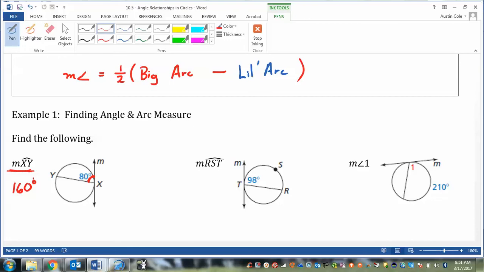Okay, second situation. They intersect on, inside, or outside? I think it'd be on, right? Now, it's asking for major arc RST. So they want this arc right here. Which is what? 196.